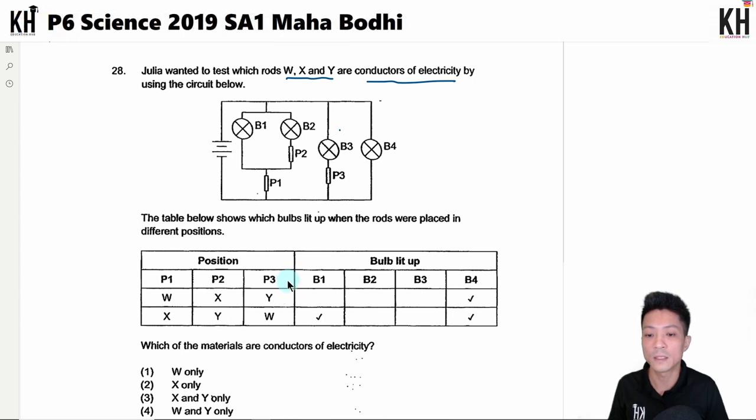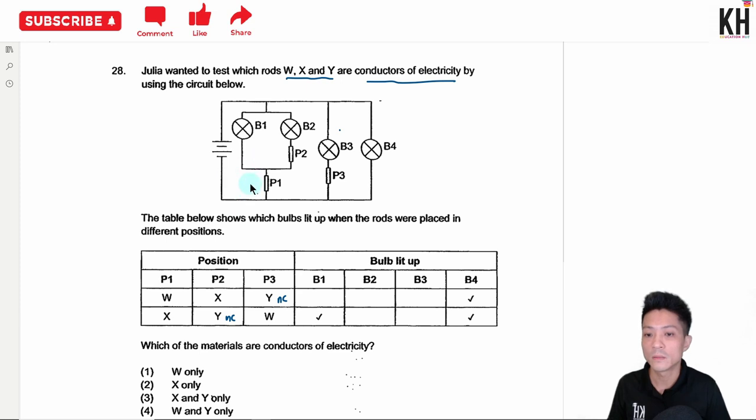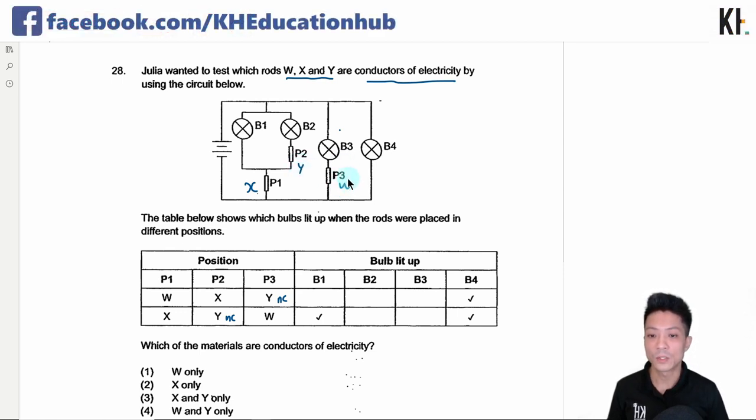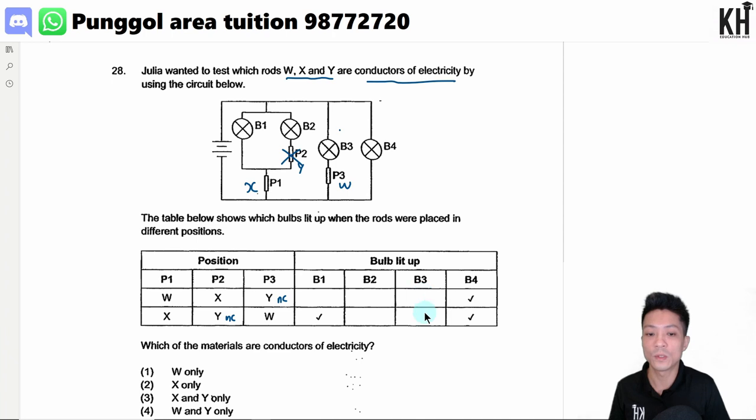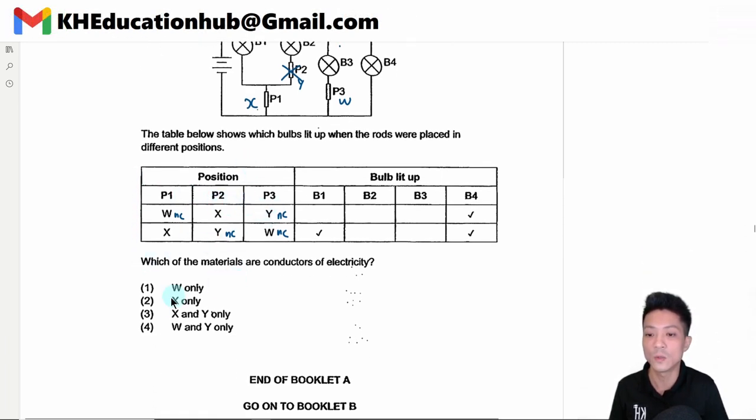Maybe I should write NC, because a cross looks like an X. Non-conductor. So let's go to the other option. This is X, this is Y, and this is W. We already know that Y is a non-conductor, so this is an open circuit, which means that bulb 2 will not light up, bulb 1 will light up. And in this case, only bulb 4 lights up, which means that W is also a non-conductor. So the only material that is a conductor of electricity is X.